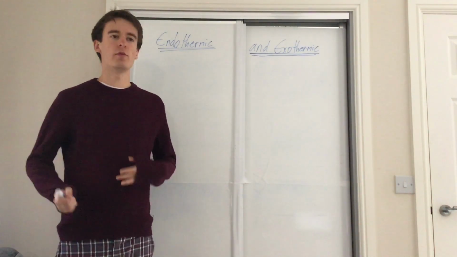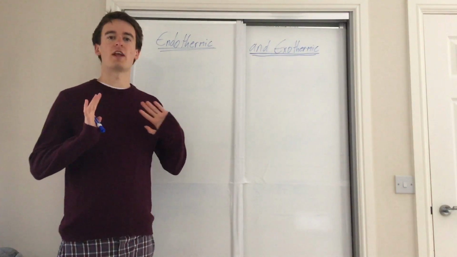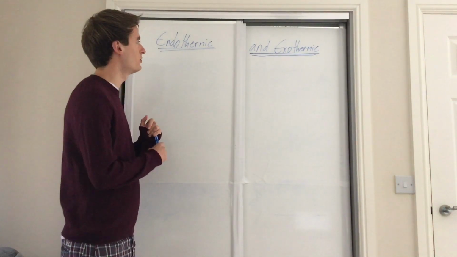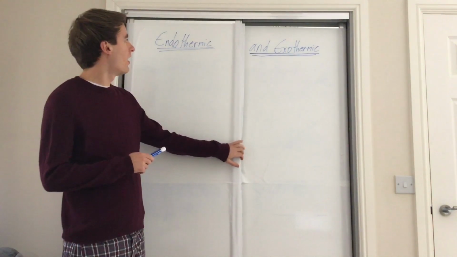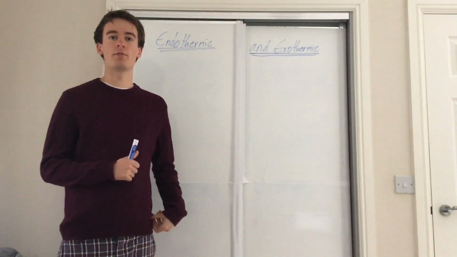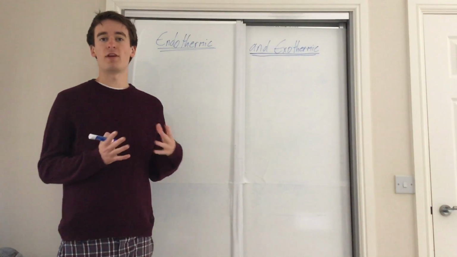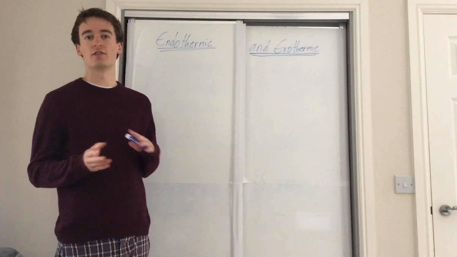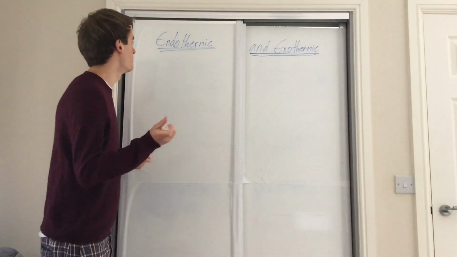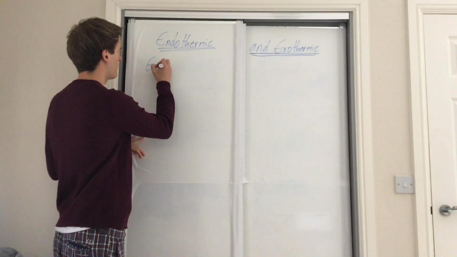So today all we're going to do is simply define these two terms. This is very much an introduction to the C7 module for GCSE. We're going to define these two terms. We're going to look at how we can measure it in a lab, so an experiment, and then we're going to just briefly touch on some applications of these two reactions. So, let's define exothermic first.